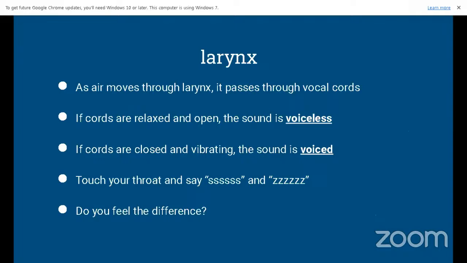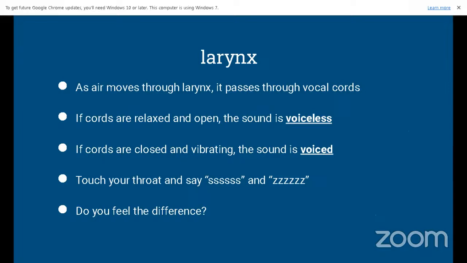Now, as air moves through the larynx, it passes through the vocal cords. If the cords are relaxed and open, the sound is voiceless. If the cords are closed and vibrating, the sound is voiced. Please remember, between the cords, the air moves. When the cords are relaxed, that means they are not together, and the sounds produced are usually voiceless. If they are held very close together, the vibrations produce voiced sounds.